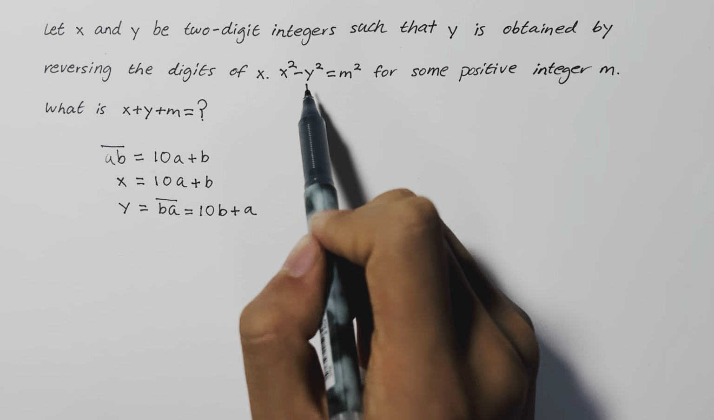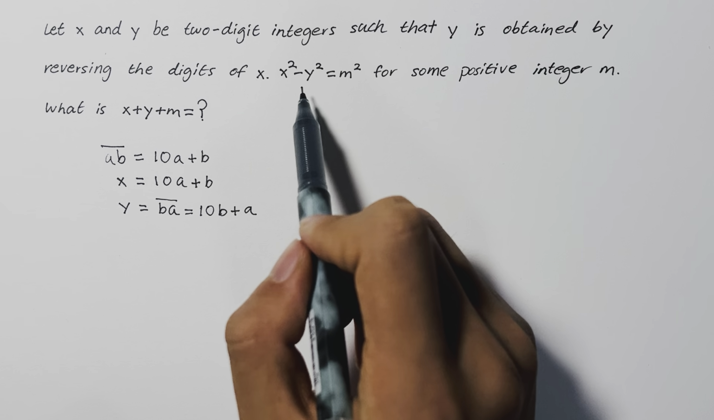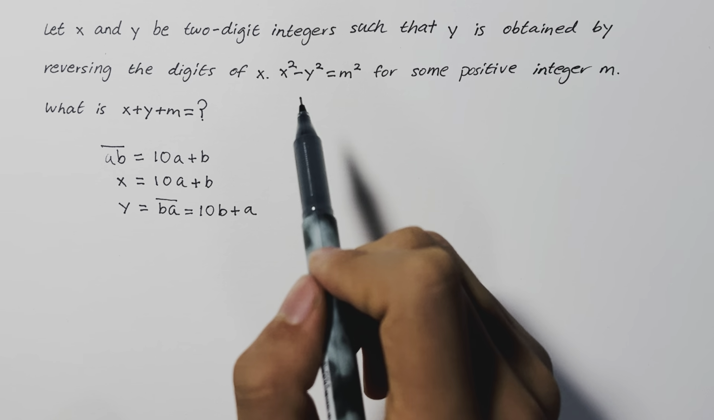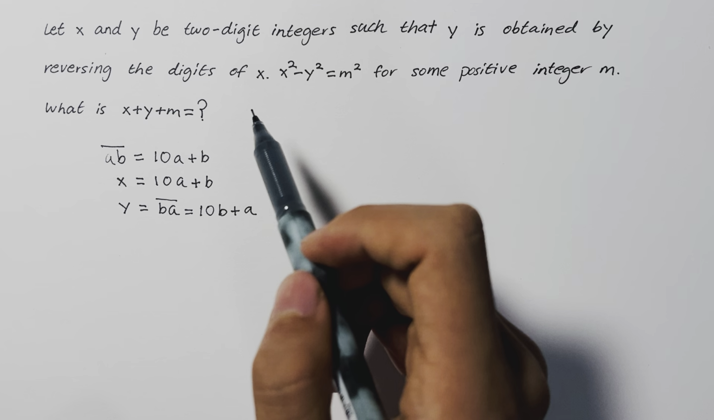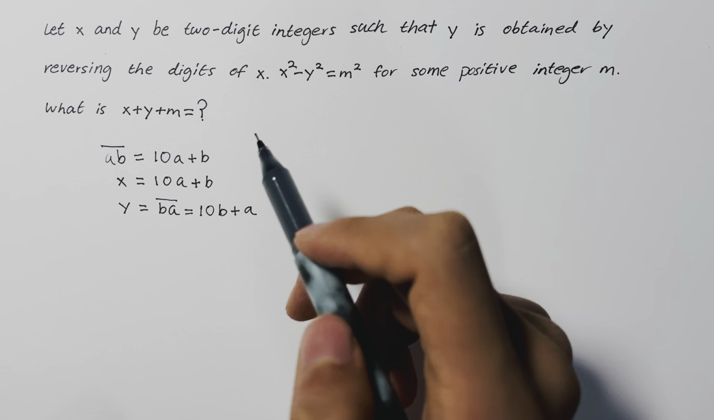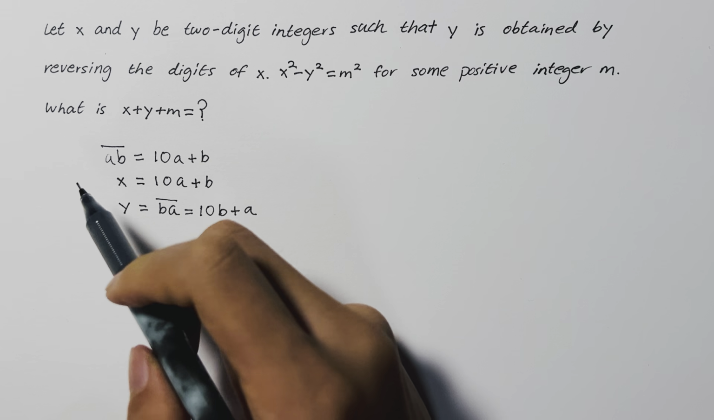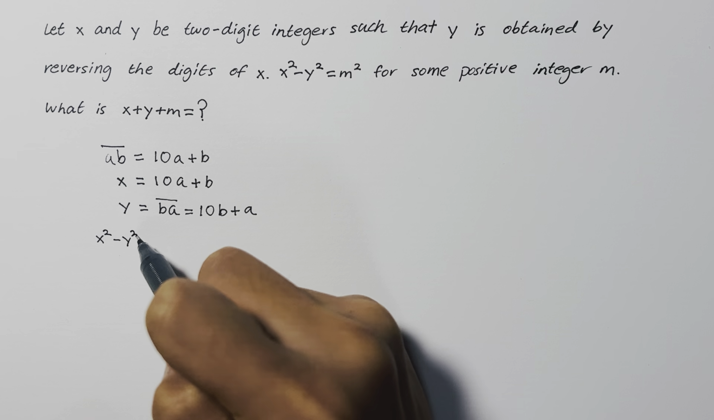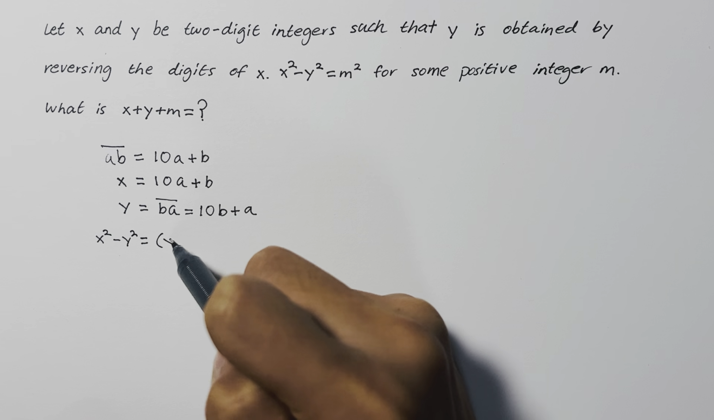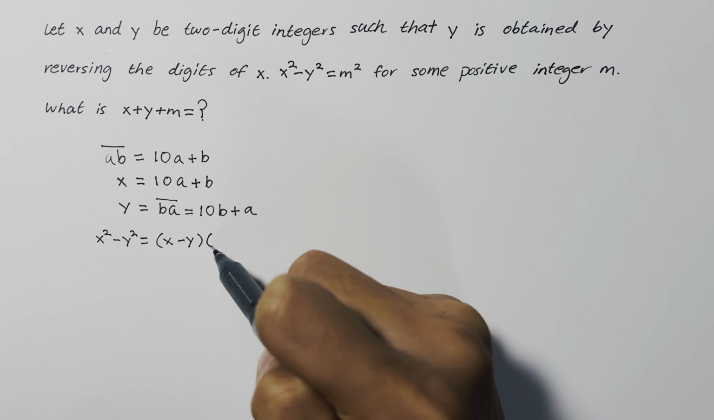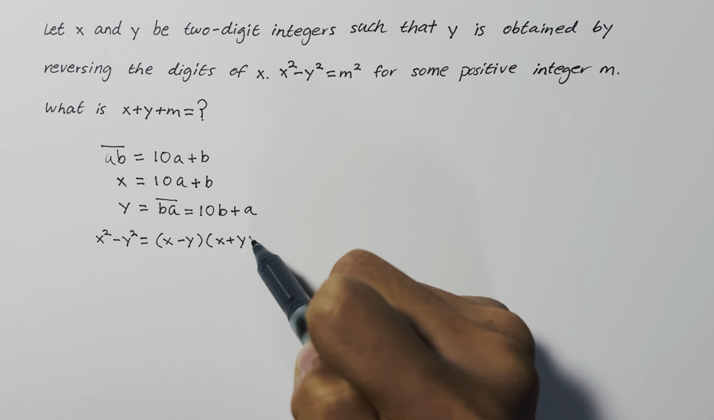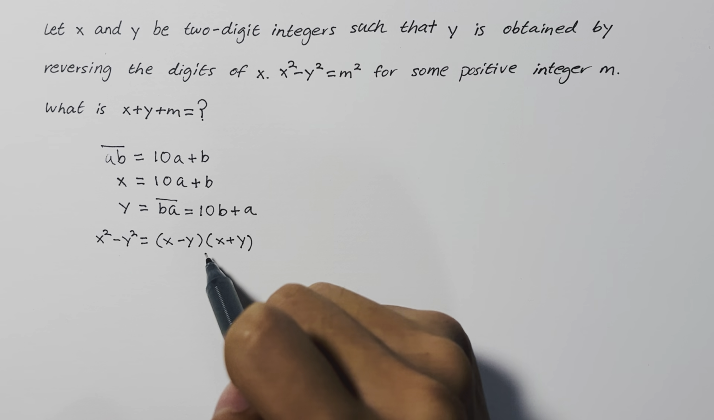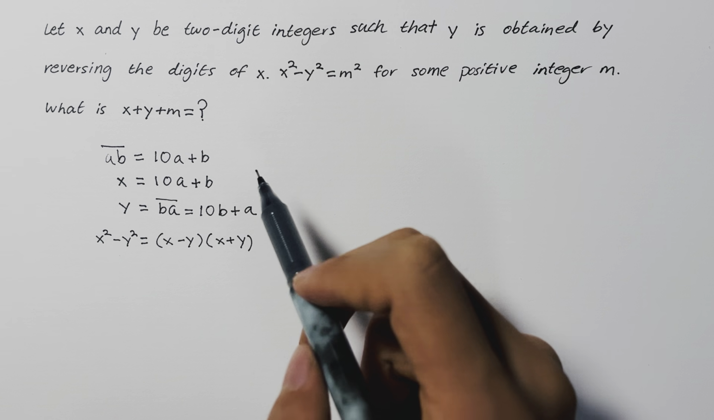This structure on the left, x squared minus y squared, is a difference of squares. This should always be the first thing that you recognize. x squared minus y squared factors into x minus y times x plus y, by a difference of squares. So our equation will become x minus y times x plus y equals m squared.